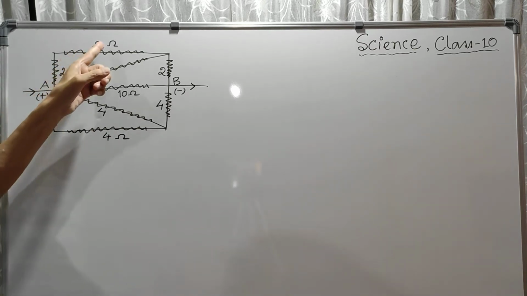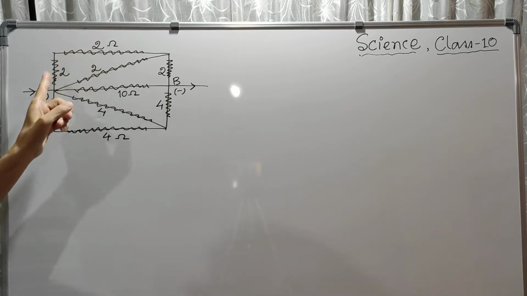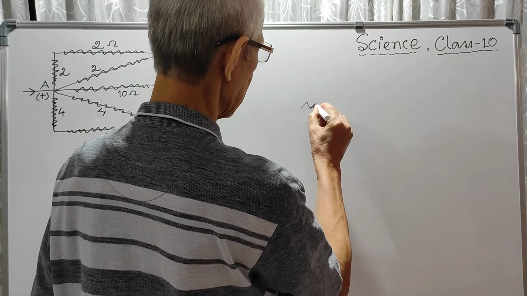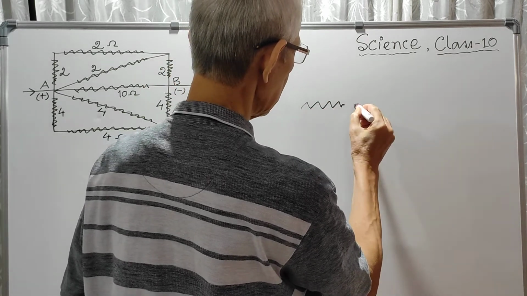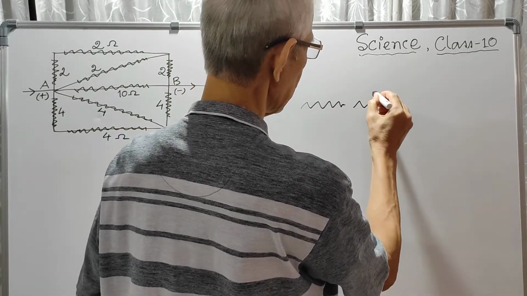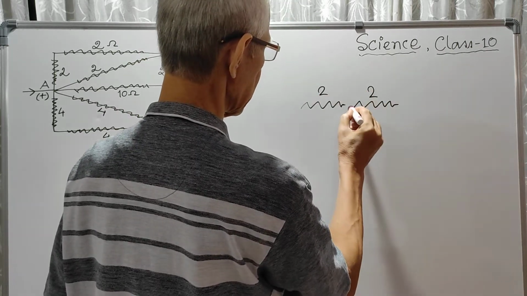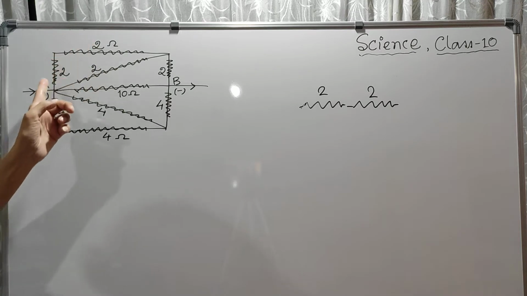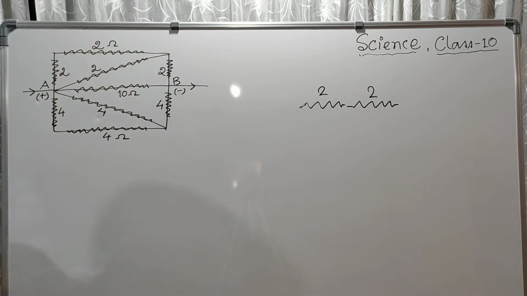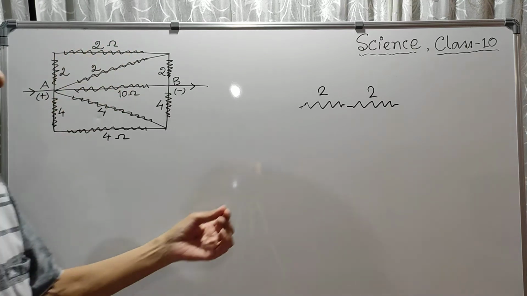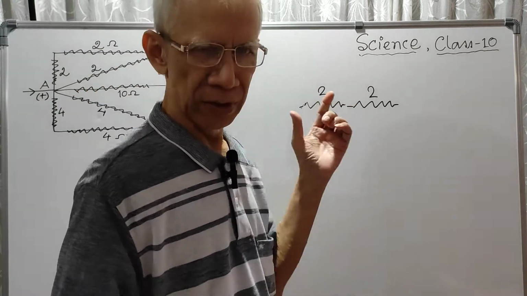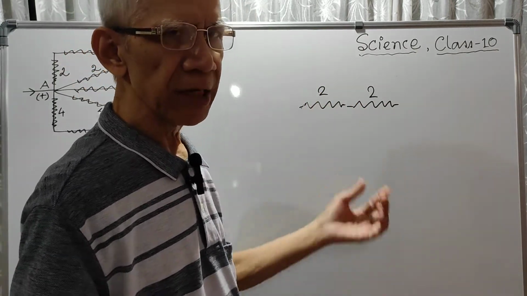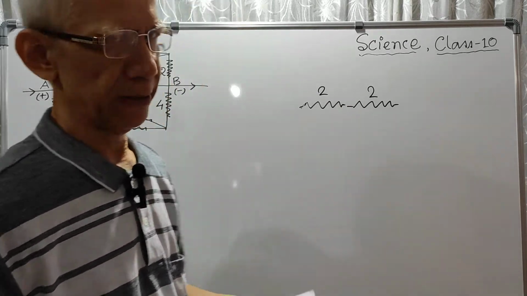Look at these two. So these two and these two, they are in series. So this 2 ohm and this 2 ohm, they are in series. So this 2 and this 2, they are in series because they are after one another. Now two resistors are connected in series if their terminals are different. But if their terminals are same, that will be in parallel.